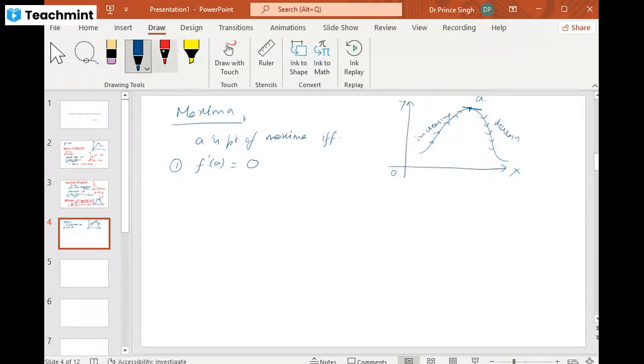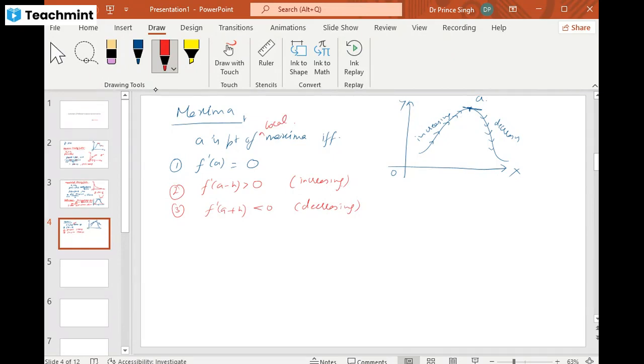It means that in the left neighborhood of the point, f dash of a minus h, the derivative of the function, is greater than 0, meaning the function is increasing there. Number 3 is f dash of a plus h is less than 0, meaning the function is decreasing in the right neighborhood of the point. Then we say that a is a point of maxima, or a point of local maxima, because we are simply comparing its value with its neighborhood points, right?